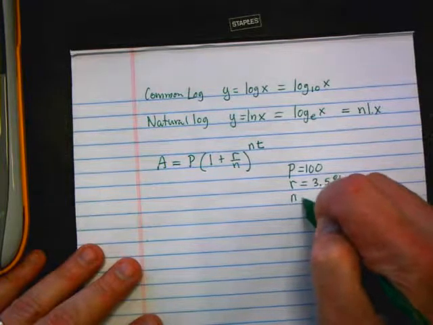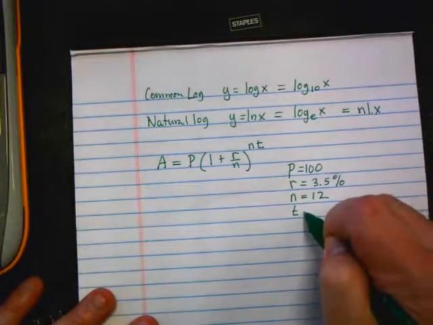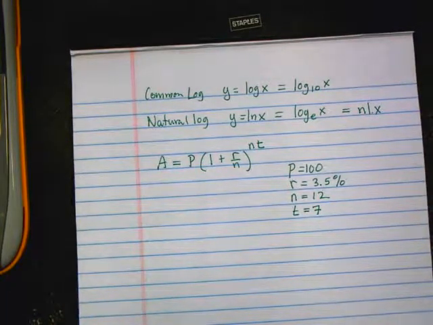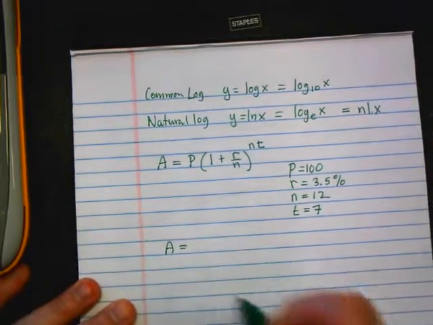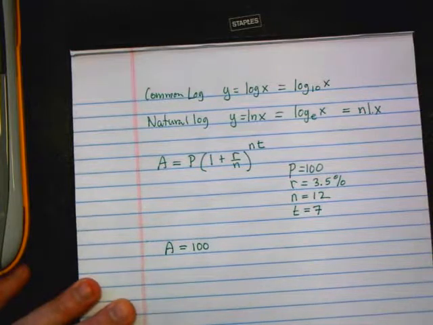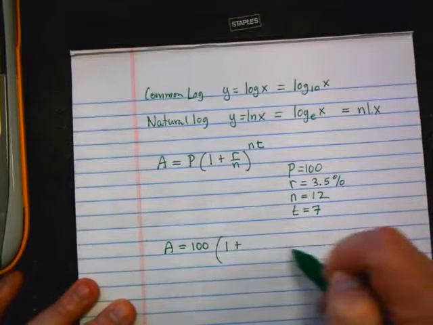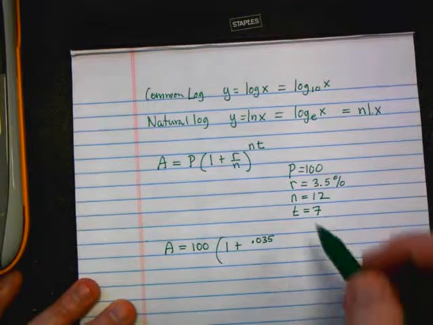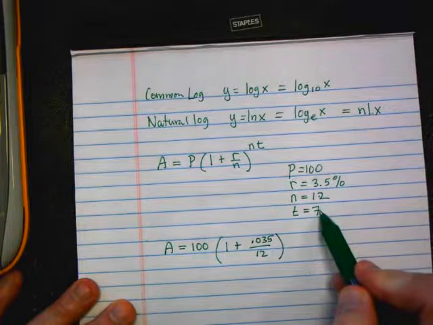Let's say that we earn interest monthly, so that would be 12 months in a year. And we're going to give the bank our money for how many years? 7 years. Let's be realistic. You don't think I'll live for 7 years? No. So the amount of money we would have at the end of 7 years would be 100 times 1 plus 0.035, we got to convert that to a decimal, over 12, raised to the 12 times 7.